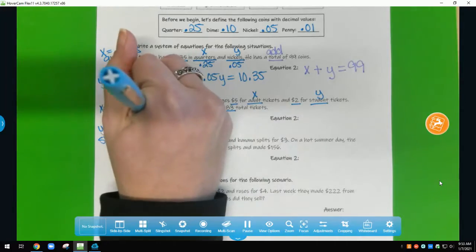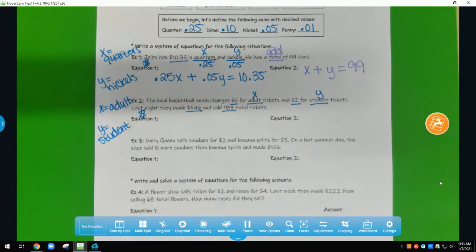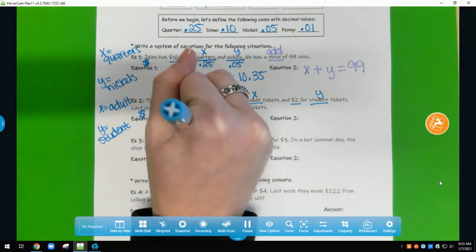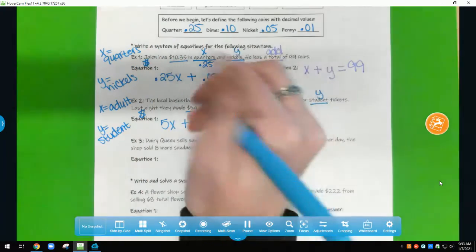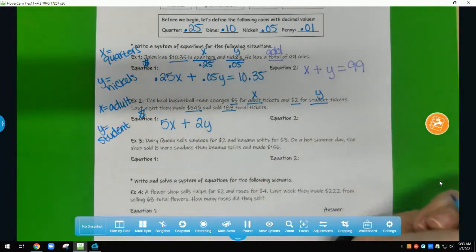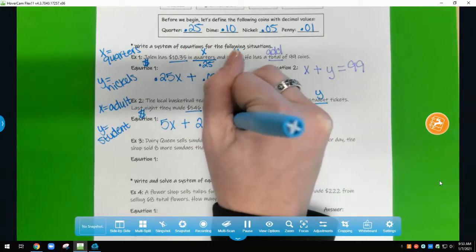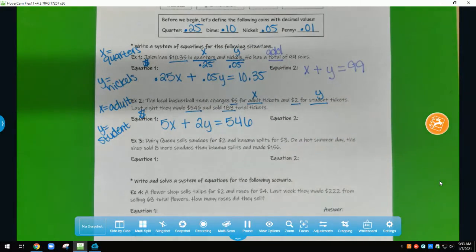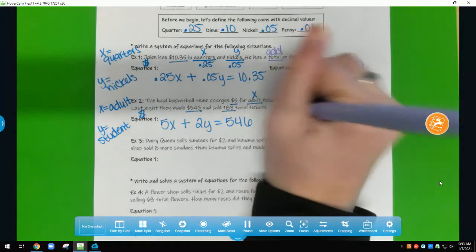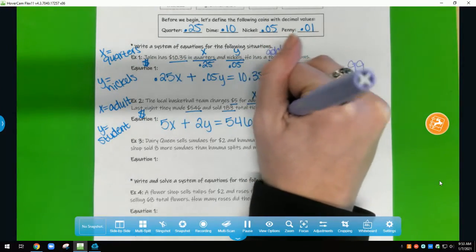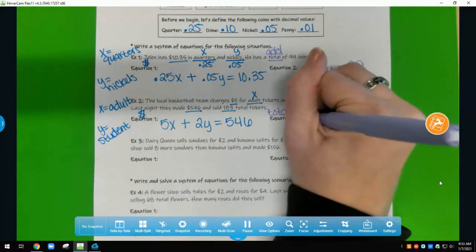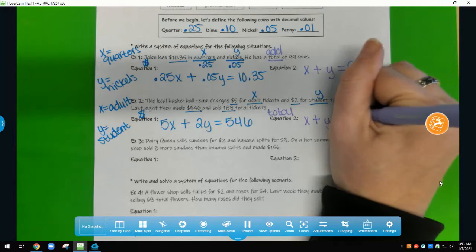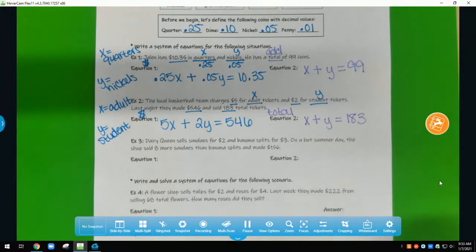For equation 1, let's follow the same pattern. Let's use all the money. We have $5 for adults, so 5x, plus $2 for students, so 2y, equals $546. For equation 2, that's going to be our total. So we are going to take the adults plus the students, and those numbers should add up to 183.